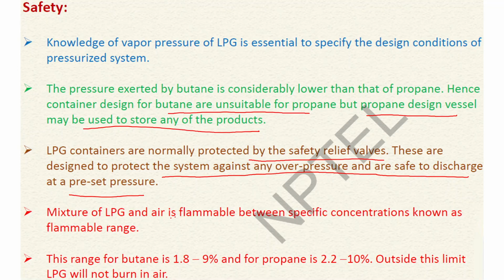A mixture of LPG and air is flammable between specific concentrations known as the flammable range. That specific concentration ranges, for butane, from 1.8 to 9%, and for propane, from 2.2 to 10%. If this percentage of butane or propane forms a mixture with air, it can cause fire hazards. But outside this limit, LPG will not burn. So this is called its flammability range.